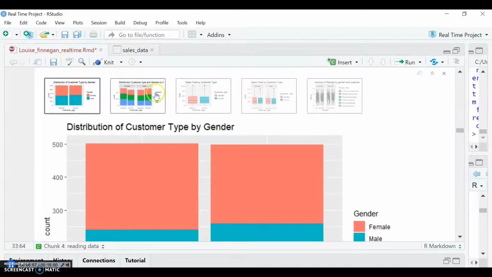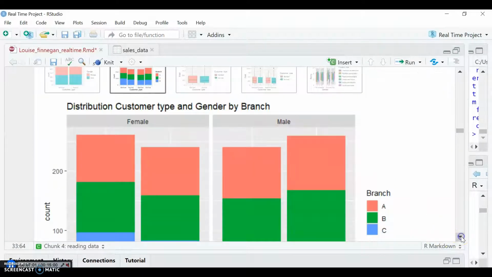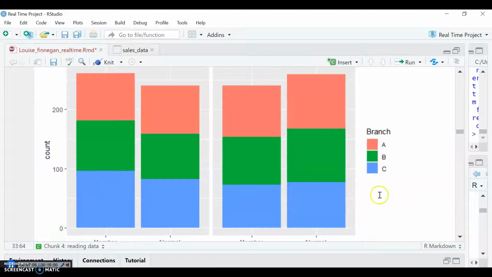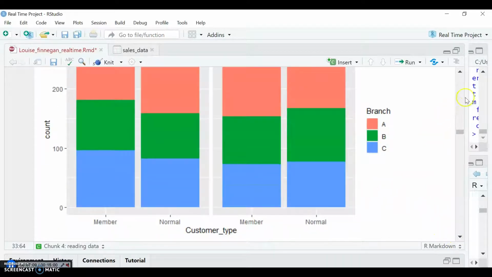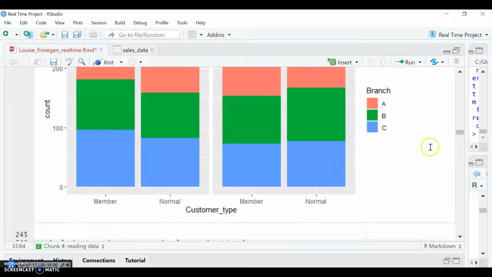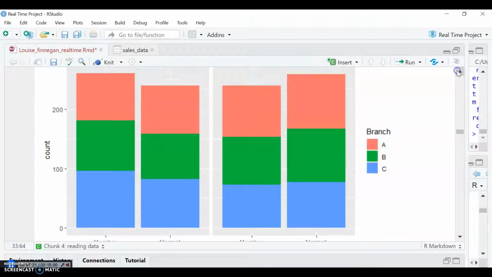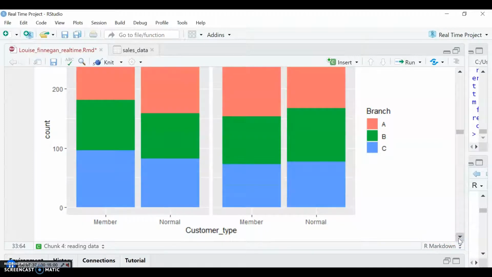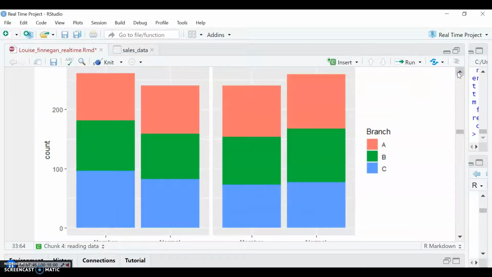Then we had a look at their customer type and their gender across the branches. And again, you can see there are more members that are females than males. You can see across the branches as well that we have a lot of members in branch C that are female and branch A that are female, not so many in branch B. Branch B might be a growing branch, for example, if we do some more research on that. We can see then that a lot of customers are also normal customers as we go, but females tend to be more likely to be a member than a male.